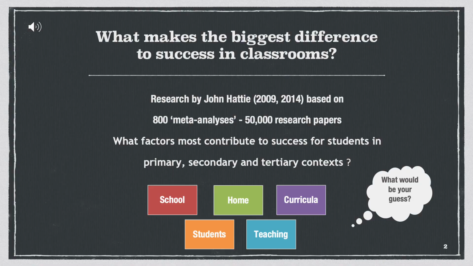Research by John Hattie based on over 800 meta-analyses and over 50,000 research papers has looked at the different aspects that contribute to success in primary, secondary and tertiary contexts. One of the findings was that the classroom environment itself makes a difference to success.